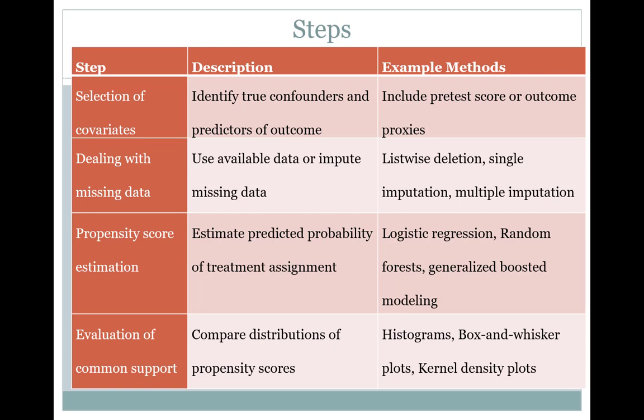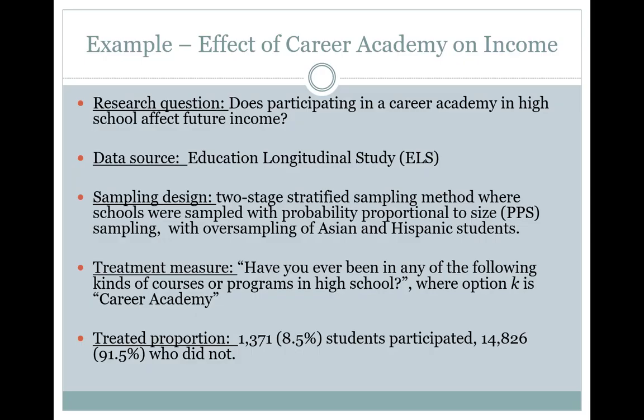Now, once missing data is handled, we go to the propensity score estimation itself, where we can use parametric models such as logistic regression or non-parametric machine learning methods such as random forests. And then finally, once we have the propensity scores estimated for all individuals in the sample, we will look at common support, which is comparing the distribution of propensity scores across treatment and control groups. And I will go through these steps in more detail.